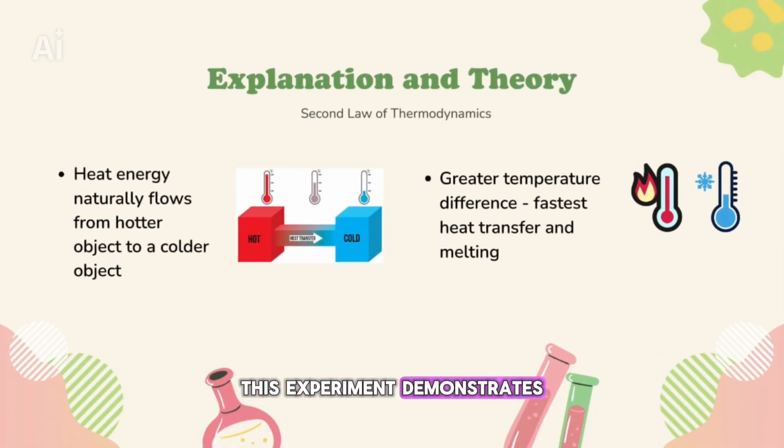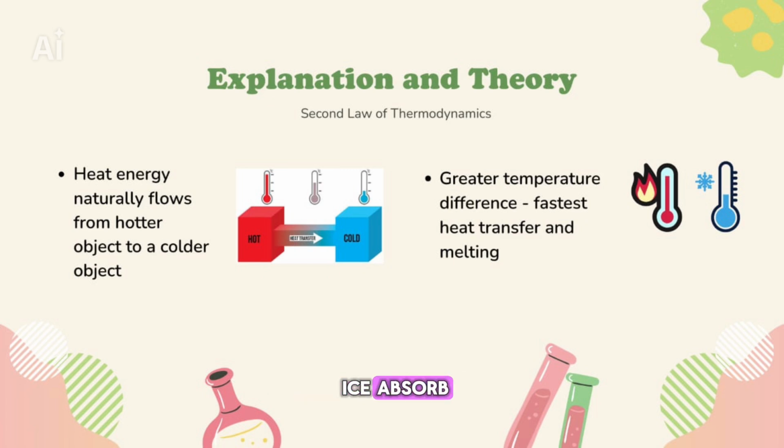This experiment demonstrates the second law of thermodynamics, which states that heat naturally flows from a hot object to a cold object. The hot water transferred heat energy to the ice cube the fastest because the temperature difference was the greatest, so the ice melted first. The ice cube in room temperature water melted more slowly, while the ice cube in cold water melted slowest because it received less heat energy.